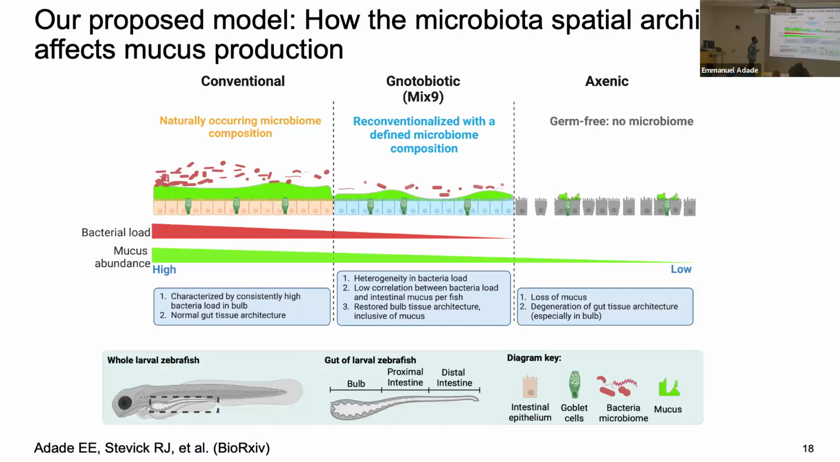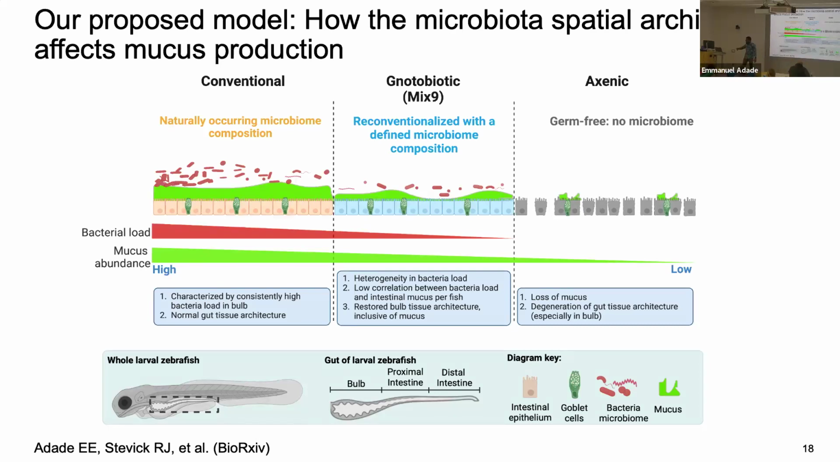For our model, we propose that in our conventional zebrafish, where there's high bacteria and high mucus, something natural is occurring, and the host and the microbe have co-evolved to have these relationships. But in our mix-9 model, we observe regions where there's higher bacteria and low mucus, where there's low bacteria and high mucus, and where there's high bacteria and high mucus. So we see this variability.